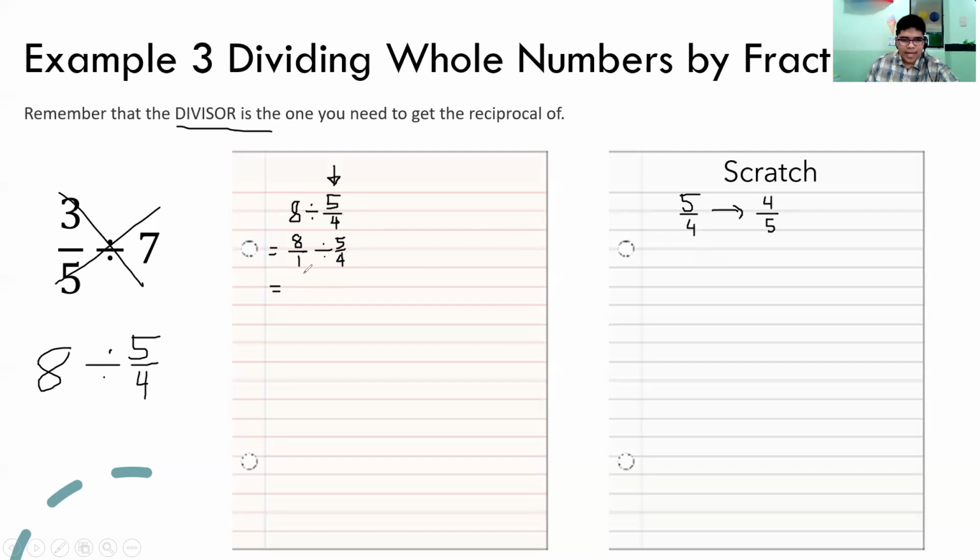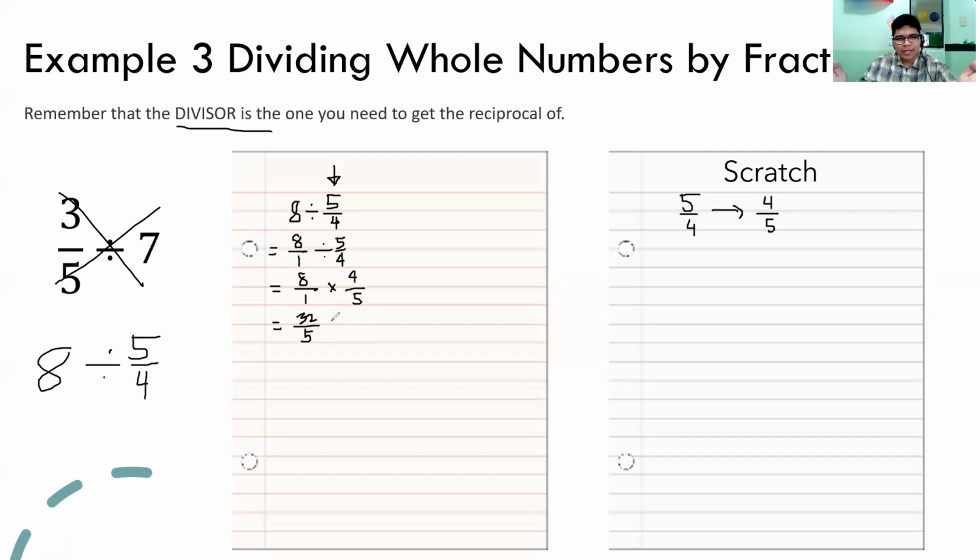So we will have 8 over 1 multiplied to 4 over 5. And then 8 times 4 is 32, and then 1 times 5 is 5. Now, that's the answer, 32 over 5. They do not have any common factors, so we cannot simplify it.